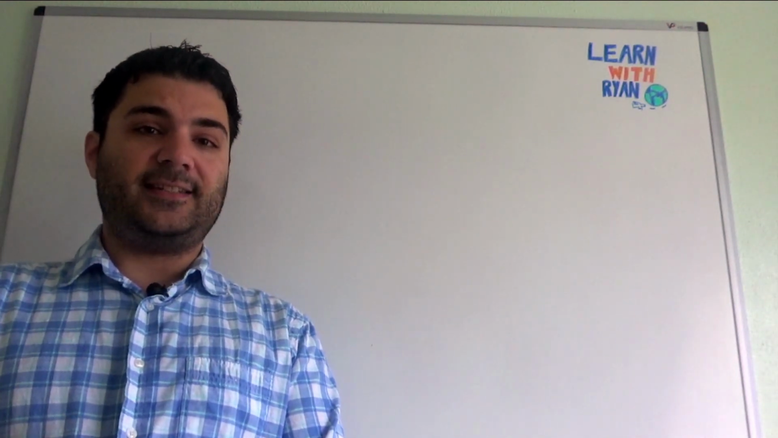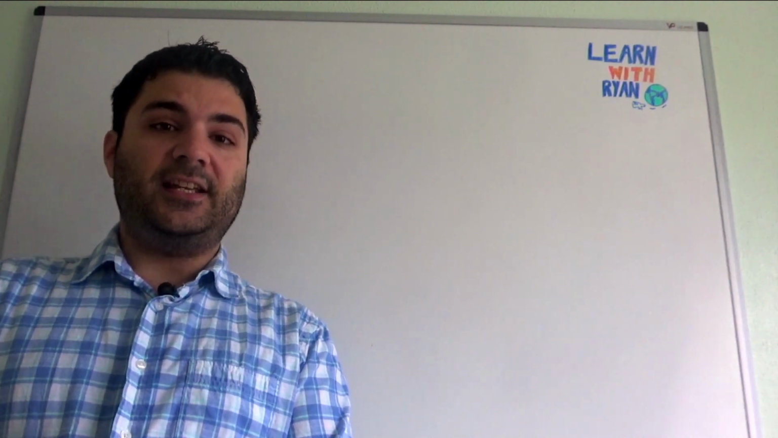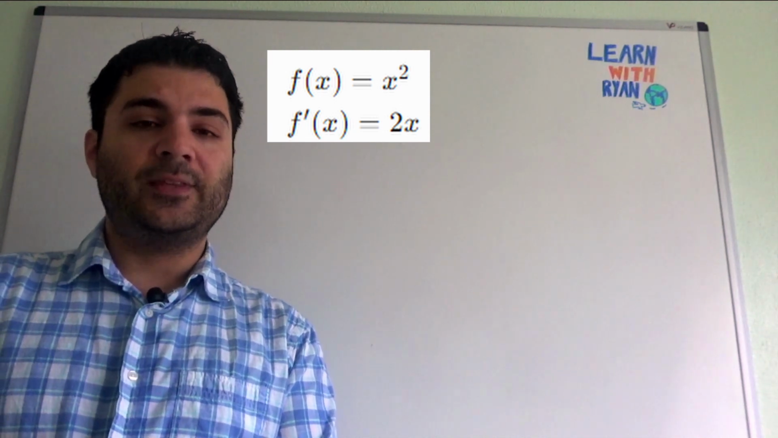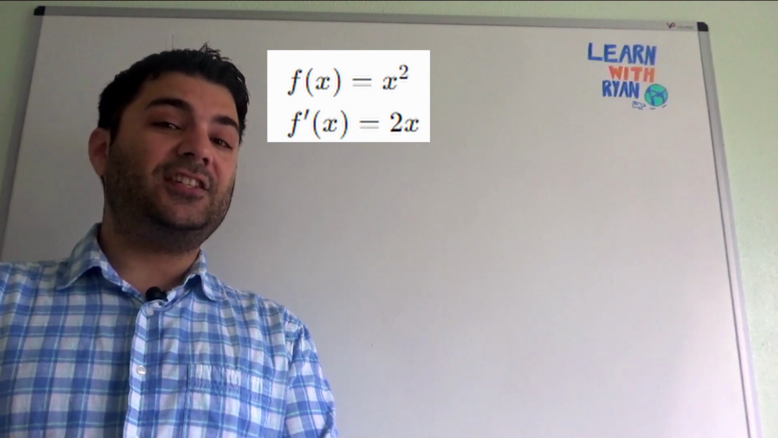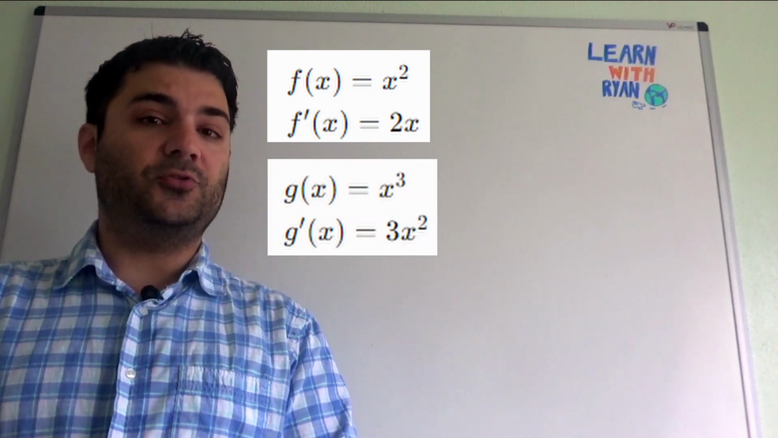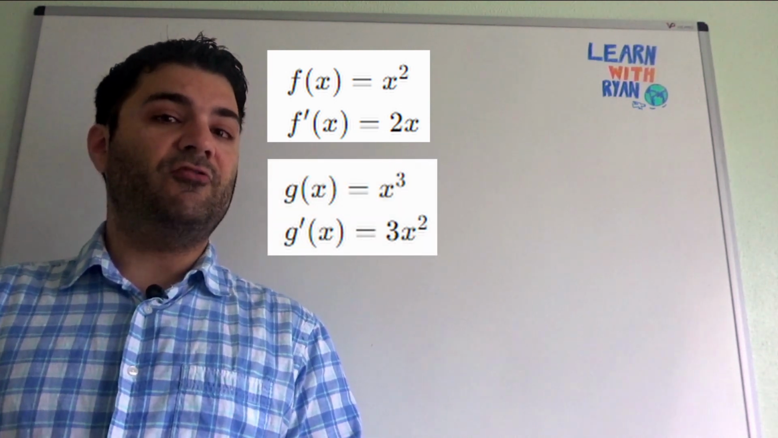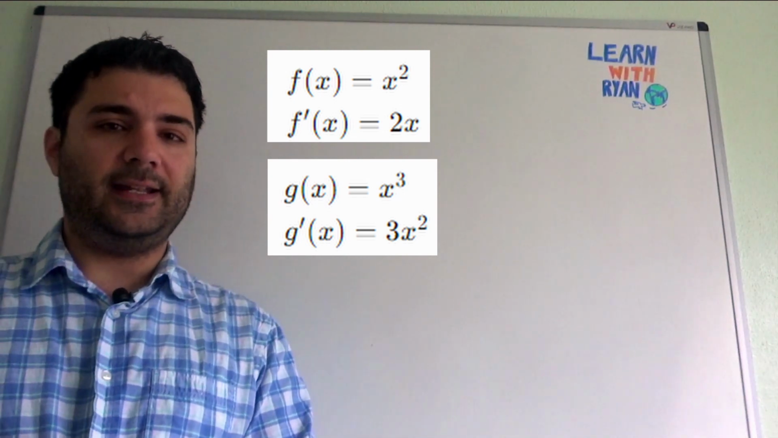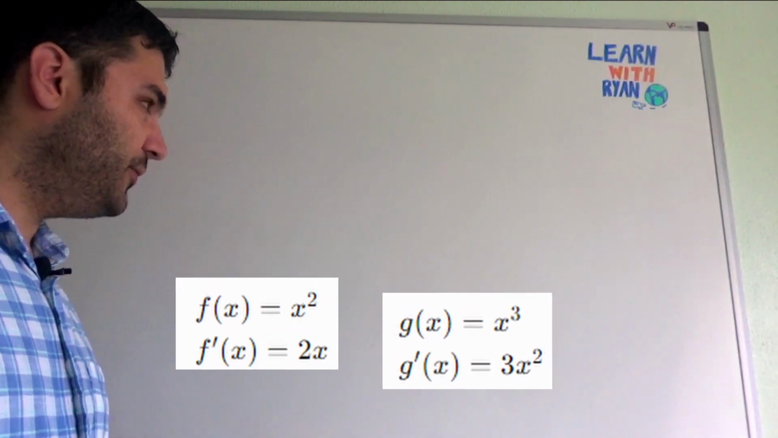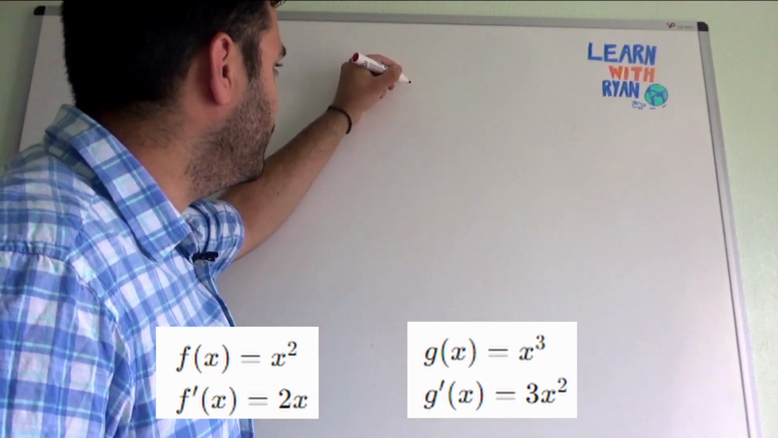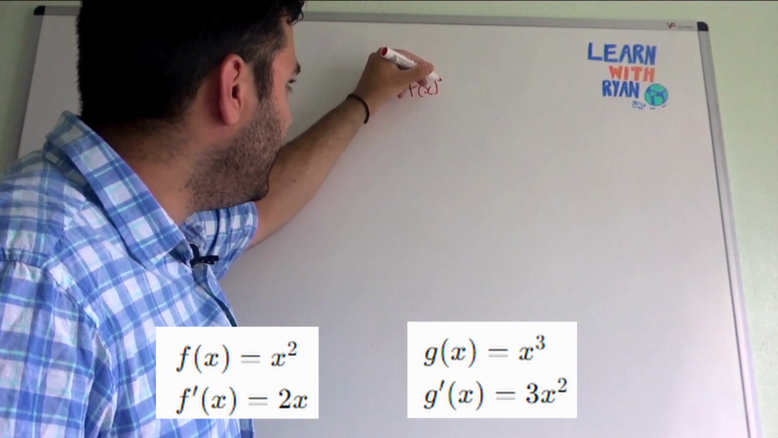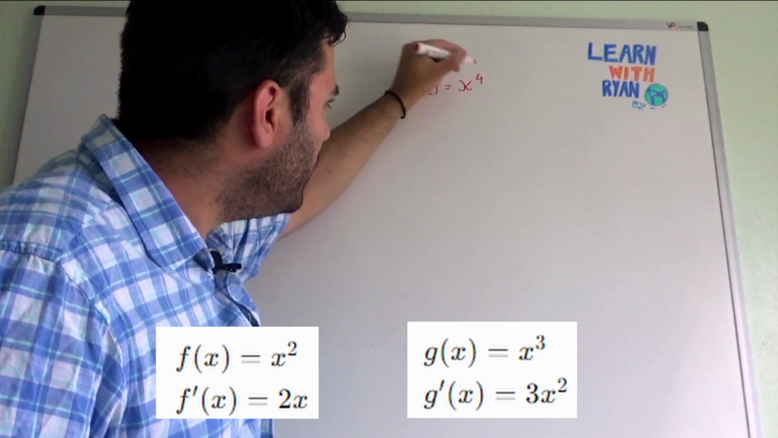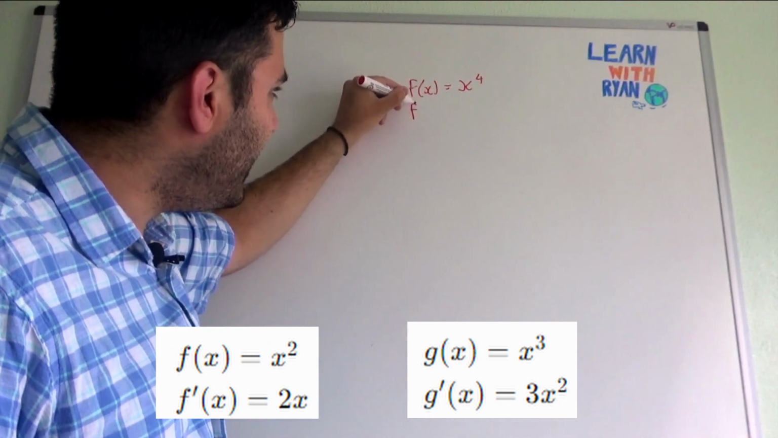Now, if you remember from last time, what we did is we differentiated x squared from first principles, and we got an answer of 2x. And I also left you with an exercise. I asked you if you could differentiate x cubed from first principles, and you should have got 3x squared. Now, can you see a particular pattern that's happening here? So if we just continued, for example, if we had a function f of x equals, let's say, x to the power of 4, what do you think the derivative f prime of x is going to be?